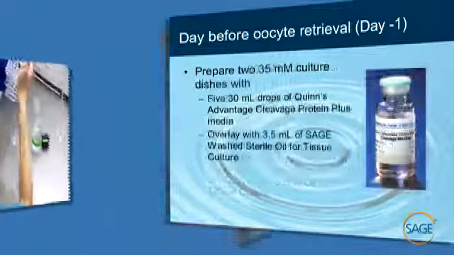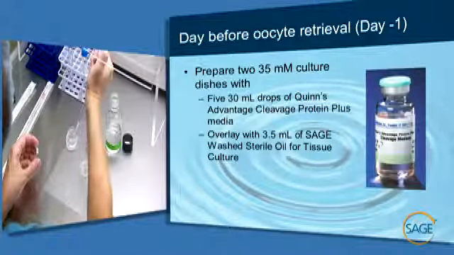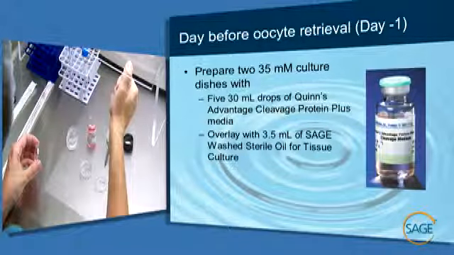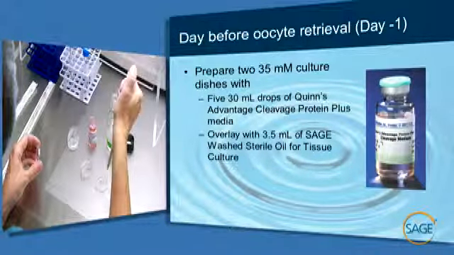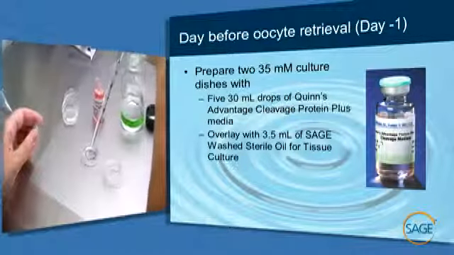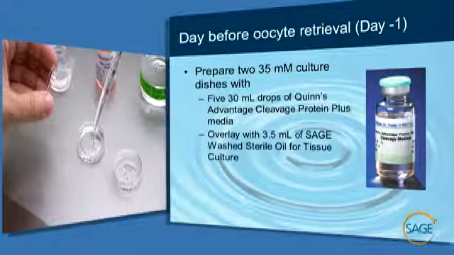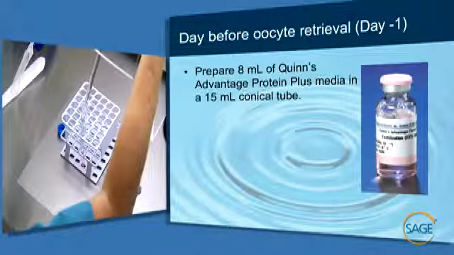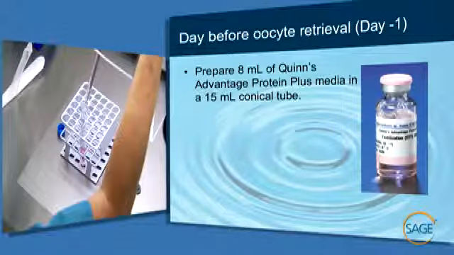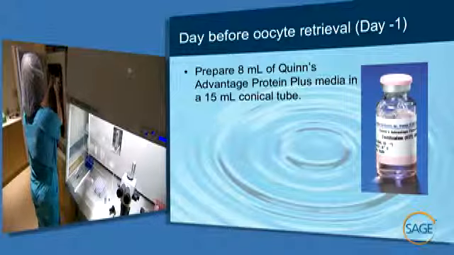For post-ICSI dishes, 2 35 millimeter culture dishes with 5 30 microliter droplets of Quinn's Advantage Cleavage Plus media should be made. This dish is then overlaid with 3.5 milliliters of culture oil. To prepare sperm for insemination, 8 mL of Quinn's Advantage Fertilization Plus media will need to be equilibrated overnight in the incubator.